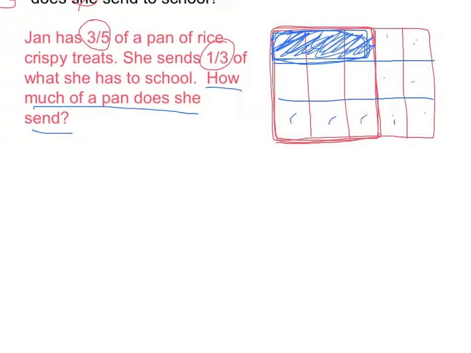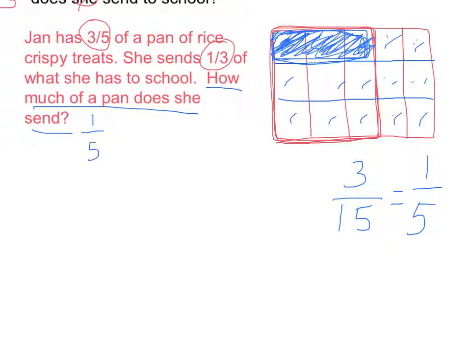1, 2, 3, 4, 5, 6, 7, 8, 9, 10, 11, 12, 13, 14, 15. So we've made 15ths here. And she sent 1, 2, 3 of the 15ths. We can actually go ahead and reduce that fraction because I know I can divide top and bottom by 3 and I'll get 1/5. So my answer is she sent 1/5 of a pan.